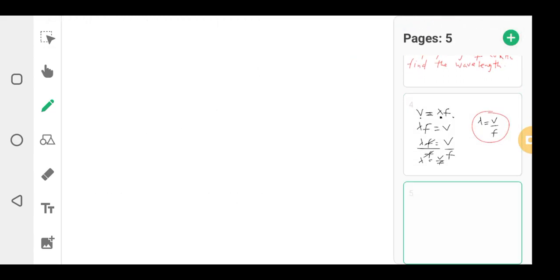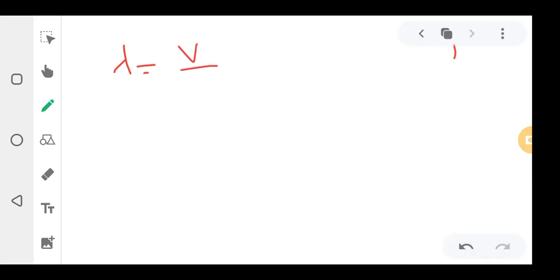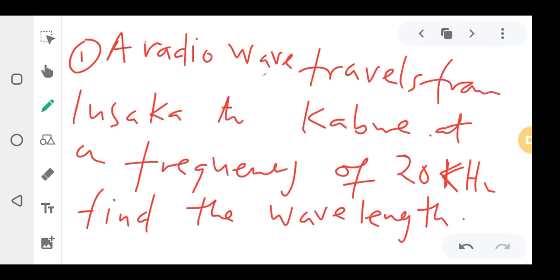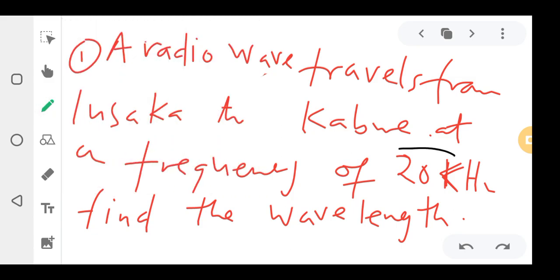So wavelength is equal to velocity over frequency. So I come to the question. The first thing I ask is, what type of wave was asked? Did they give me the velocity, which is the speed? They didn't give me. They only gave me the frequency. But I look at the wave.